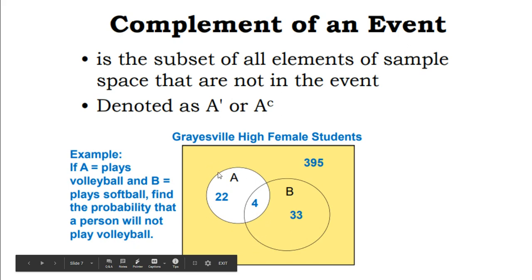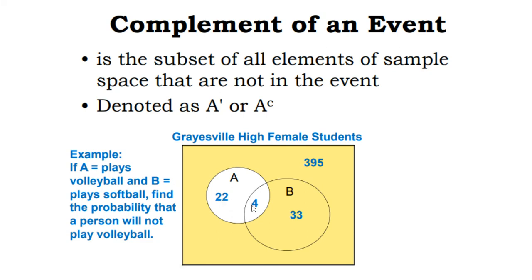So set A is plays volleyball. I have 22 and 4. So that makes 26. So that would be someone who plays volleyball. Is that what I'm interested in? No, I'm not interested in that. I'm interested in not playing volleyball.